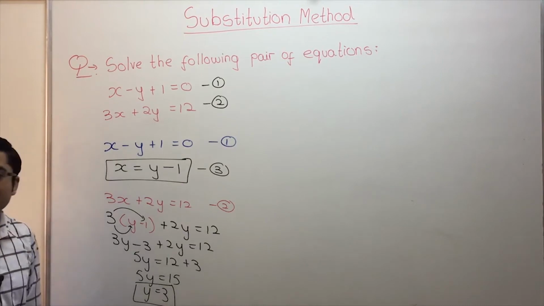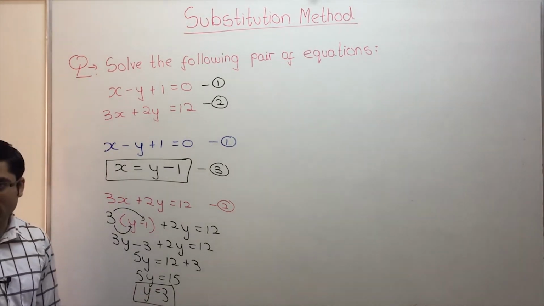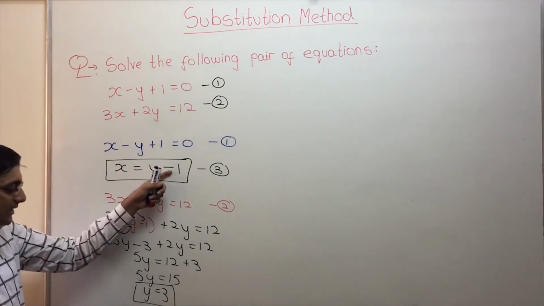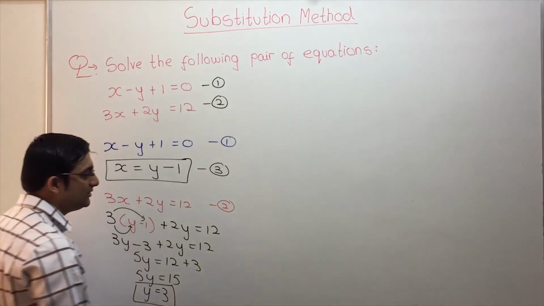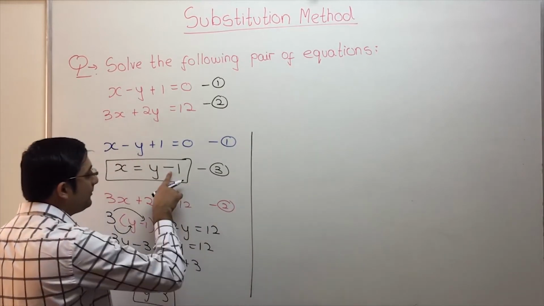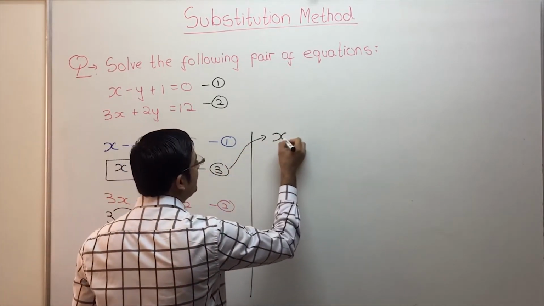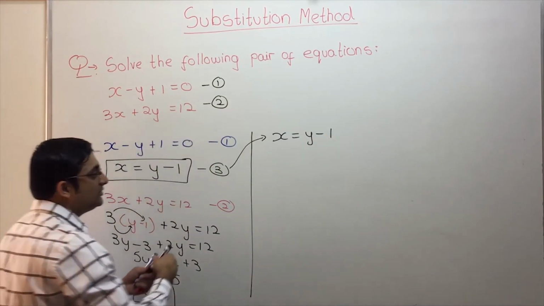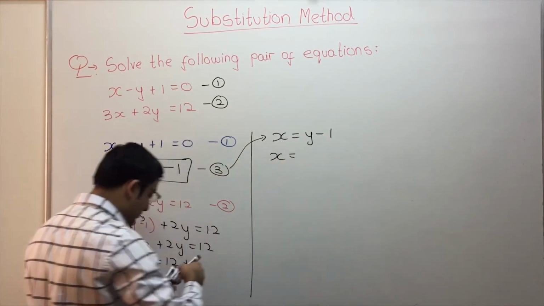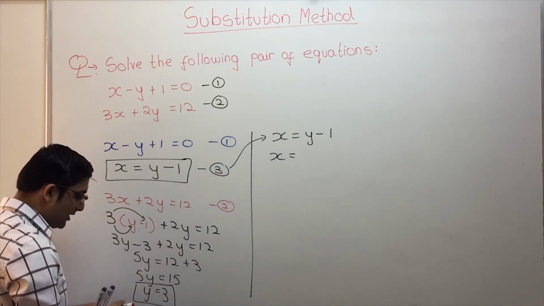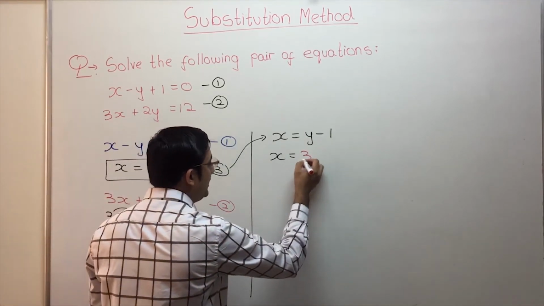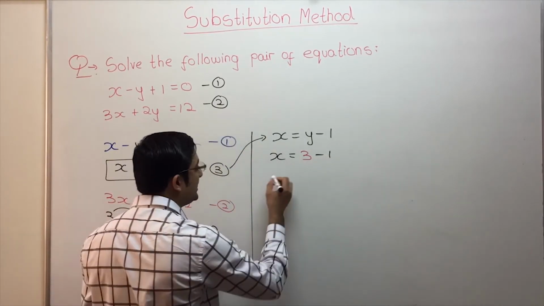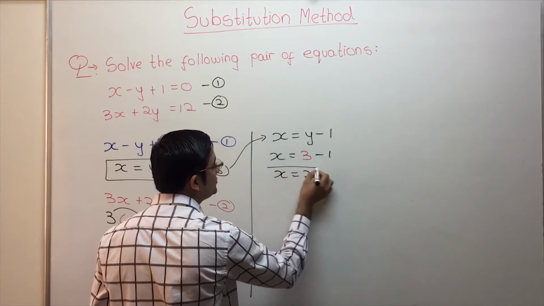So what is the value of y we're getting? 3. So we have already got the value of one variable. How do we get the other variable? Simple. We want the value of x. X is y minus 1. We already have the value of y, so we can easily get the value of x. Copy this equation again. X is equal to y minus 1. Replace y by 3. So we get x is equal to y minus 1, and the value of y is 3, so x is 3 minus 1, that is 2.